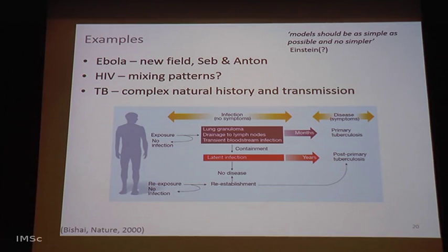So here is another variant on the sort of natural history of TB figure. You have an individual who's exposed to TB, and when they get exposed, there's potential that they can have no infection, or they can go on to become infected, have various stages of their infection, and then progress relatively rapidly to primary tuberculosis.